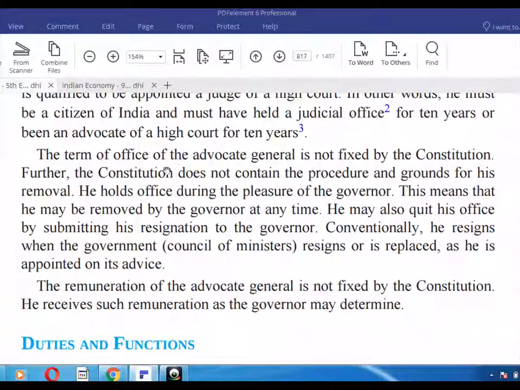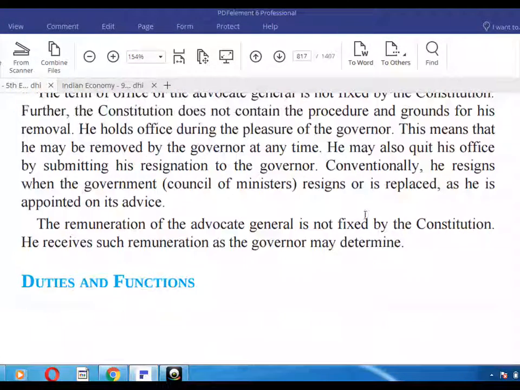The term of office of the Advocate General is not fixed by the Constitution. Further, the Constitution does not contain the procedure and grounds for his removal. He holds office during the pleasure of the Governor. This means that he may be removed by the Governor at any time. He may also quit his office by submitting his resignation to the Governor. Conventionally, he resigns when the government resigns or is replaced, as he is appointed on its advice.